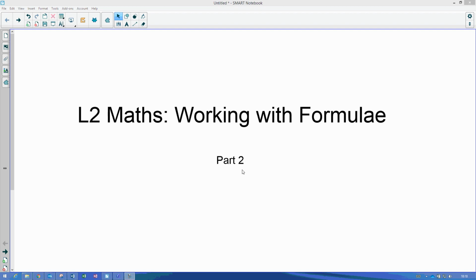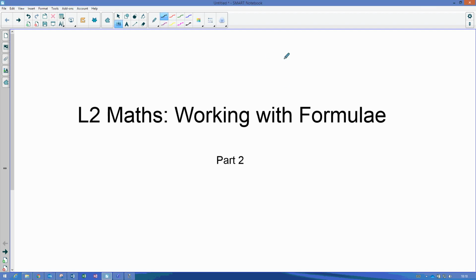In this part 2, we're looking at harder questions where the thing that we're trying to work out is in the wrong part of the formula. You may have come across this idea if you've already done speed, distance and time. The formula for speed is distance over time, but we quite often reorganize the formula to also have distance is equal to speed times time, or time is equal to distance over speed.